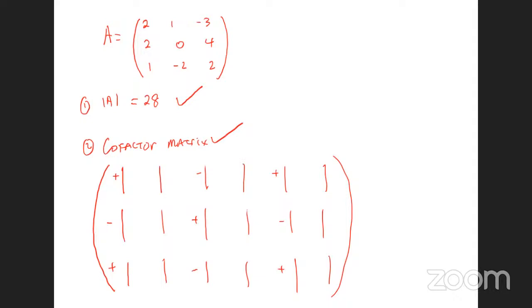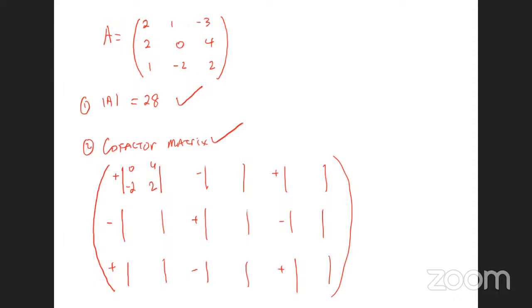Right, so I'm going to find the minor of 2. So I'm going to cancel off the column and row it belongs to. And I'm going to get 0, 4, minus 2, 2. You are not multiplying by the value 2, only the sign. Okay? So the cofactor is the sign and the minor. That's it.